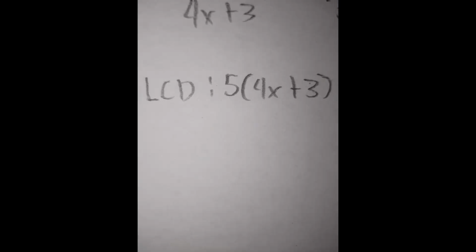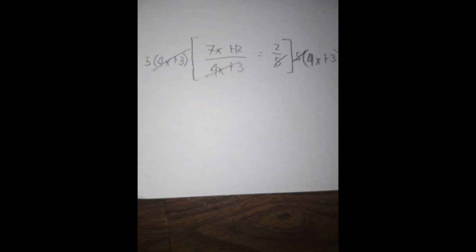So, we're solving the rational equation. We have a given of 7x plus 12 over 4x plus 3 is equal to 2 over 5. First thing we need to do is get the LCD. And our LCD is 5 times 4x plus 3. And the next step is we're gonna copy the equation and multiply both sides using the LCD.